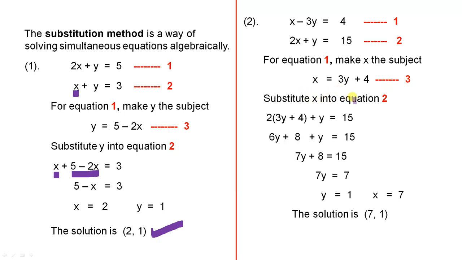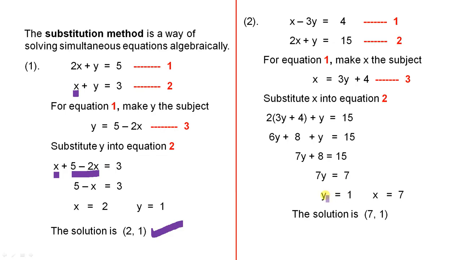Substitute x into equation 2. So the value of x is 3y plus 4. So we put that into equation 2 wherever x appears. So we have 2 outside of 3y plus 4, plus y equals 15. Remove the grouping symbols. 6y plus 8 plus y equals 15. Collect like terms. 7y plus 8 equals 15. That gives us 7y equals 7. Therefore y equals 1.